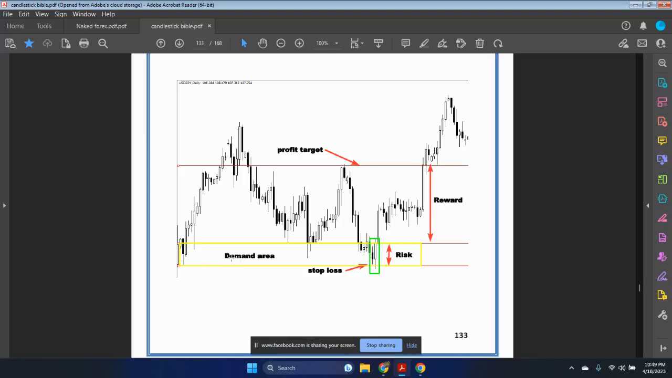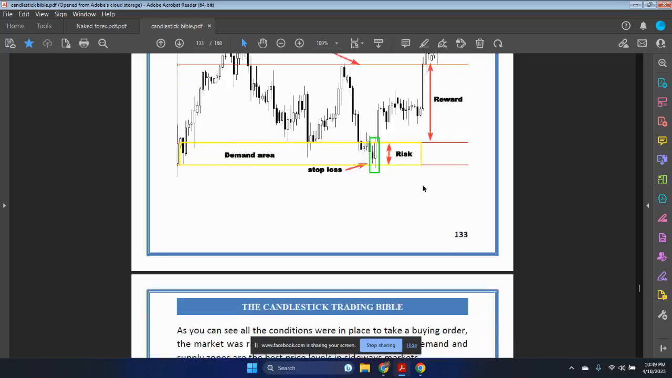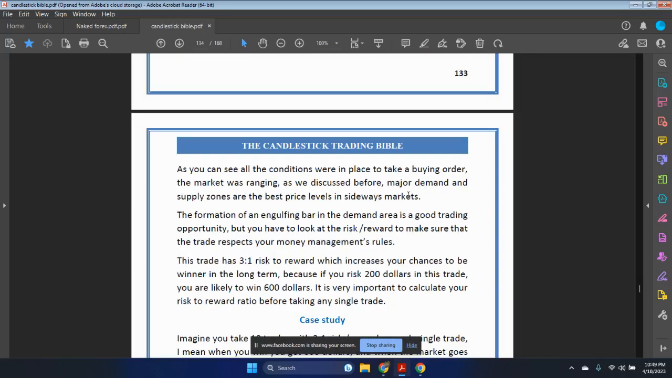All right, so we have our demand area here. We have our stop loss. Our profit area was here. And a risk here in a demand area and a reward here. It says, as you can see, all the conditions were in place to take a buy order. The market was ranging as discussed before. Major demand and supply levels are the best price levels in sideways markets. The formation of an engulfing bar in the demand area is a good trading opportunity, but you have to look at the risk reward to make sure that the trade respects your money management rules.